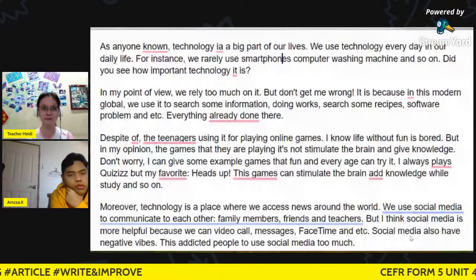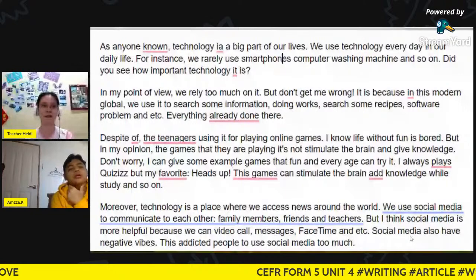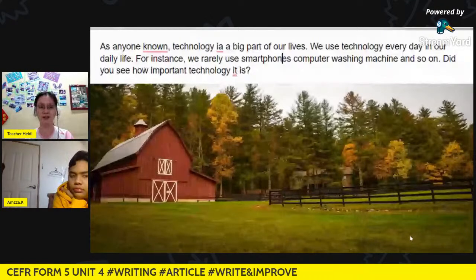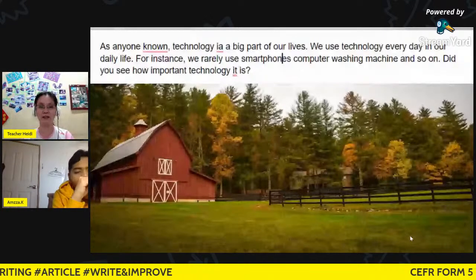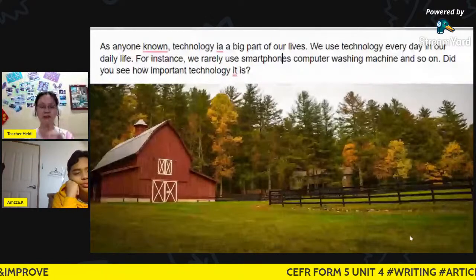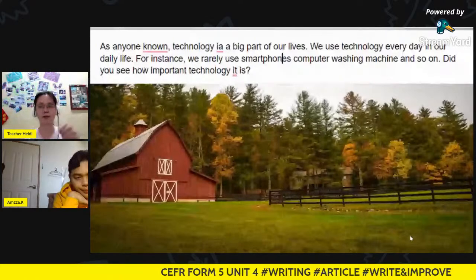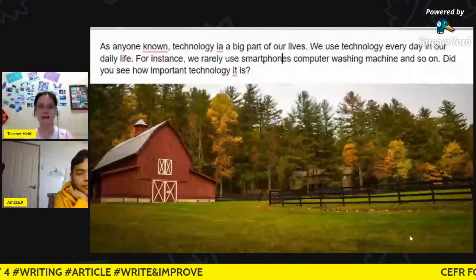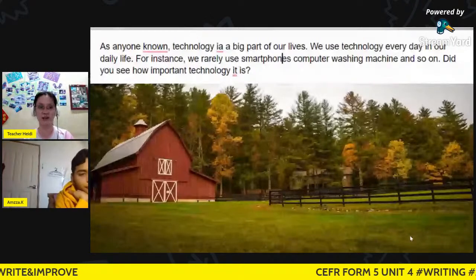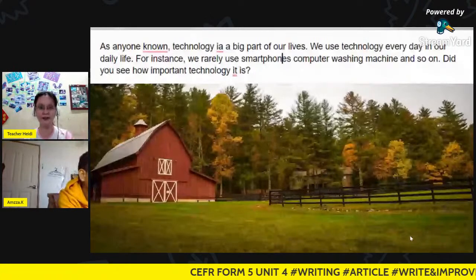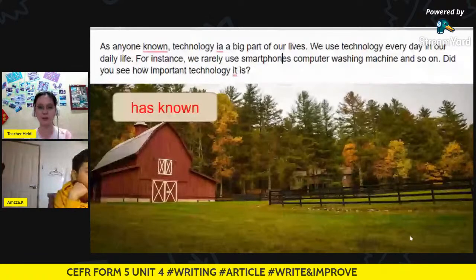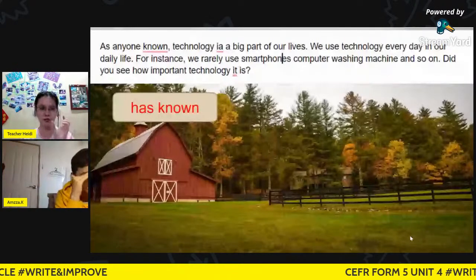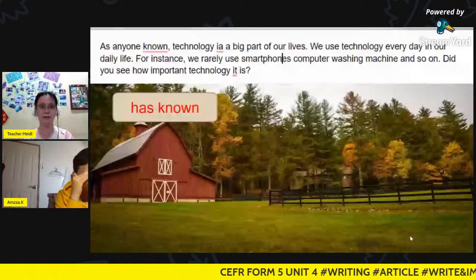Let's have a look at the first one. As anyone known. Known is a past participle. If your writing is not very clear, then it will be like the AI. That's why sometimes I really appreciate it if you all can write clearly. Let's see the suggestion. The first one, as anyone: you cannot say anyone known. You should write as anyone has known. I hope that when you all later pass in your article to me about relaxation, you take note of these grammar rules.